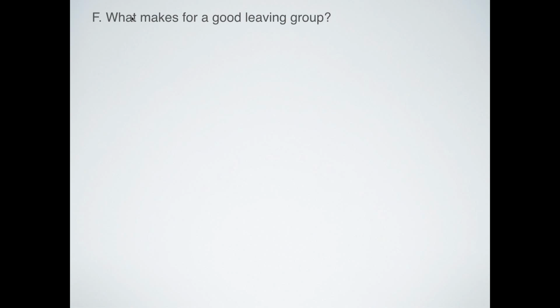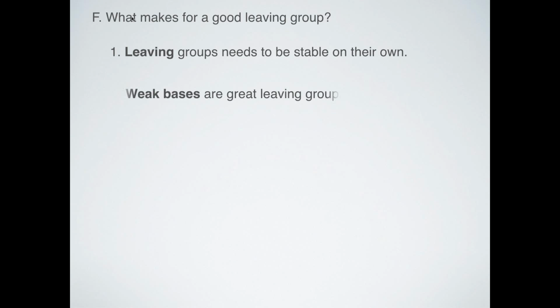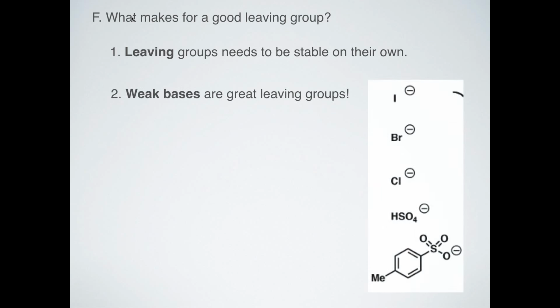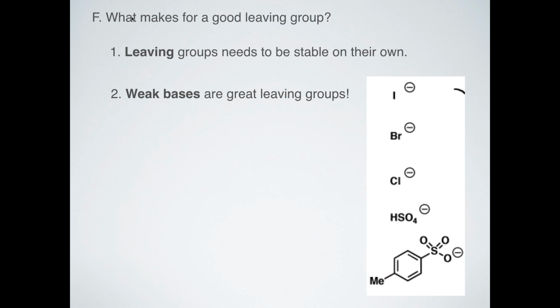What makes for a good leaving group? Leaving groups also tend to be really good if they are nice conjugate bases, but leaving groups need to be stable on their own. They have to be able to survive on their own outside of your substrate. Like I said, weak bases make for great leaving groups. Here are some examples of some excellent leaving groups. Notice, again, we have our nice weak bases here, and they all have negative charges.